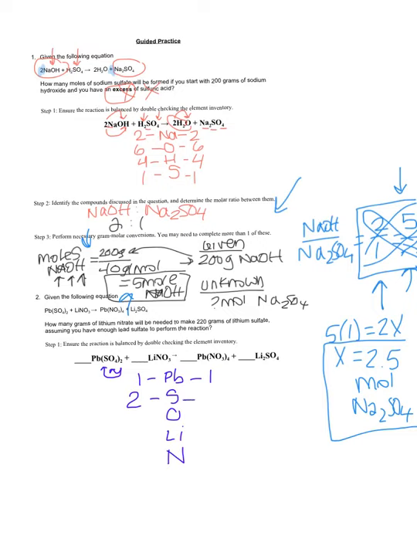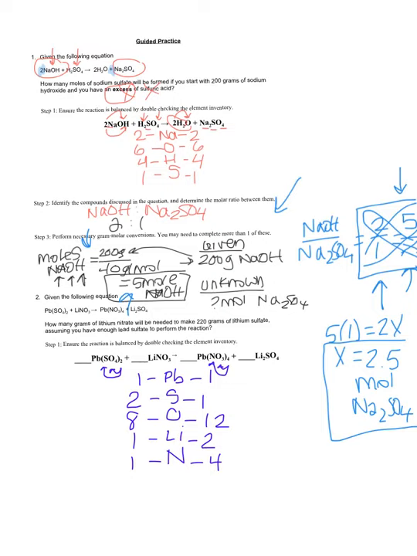S on the other side, I have a total of 1. O, I have a total of 8. On the other side, I have a total of 12. Li is 1 to 2, and N is 1 to, this gets distributed, 4. Now you can actually keep all of the polyatomic ions together too. That could be an easier way, but I'm just going to split it all up so that we can do it one by one. So far Pb is balanced, S is not balanced.